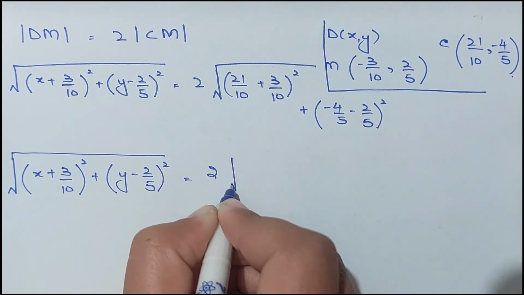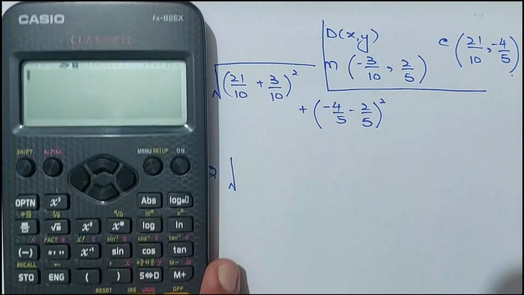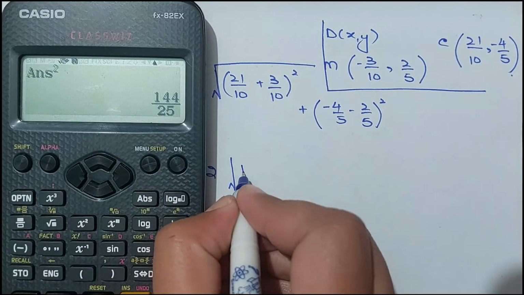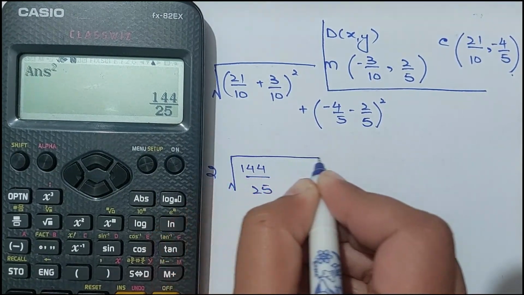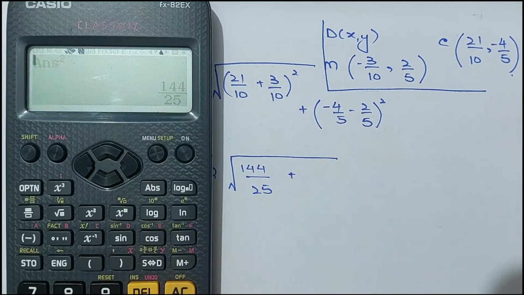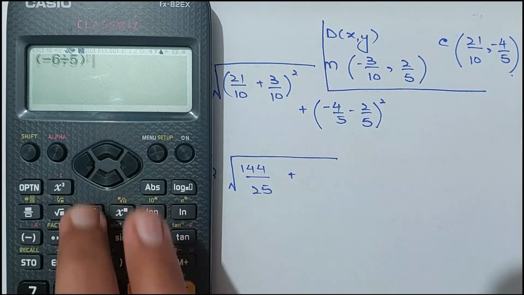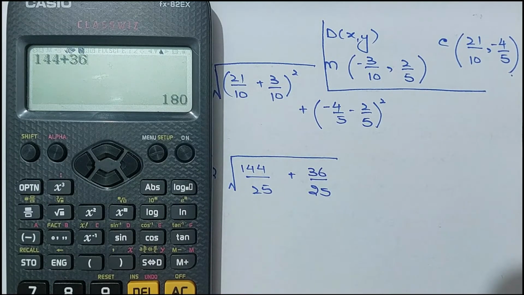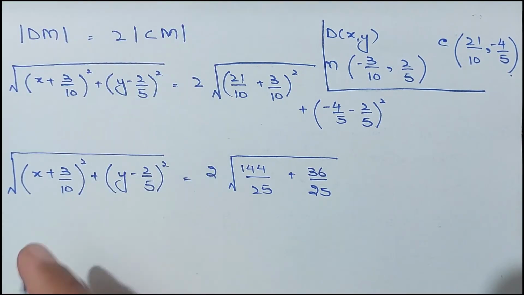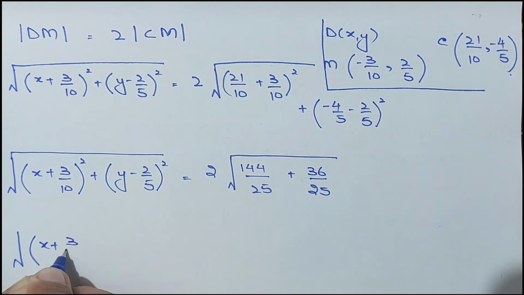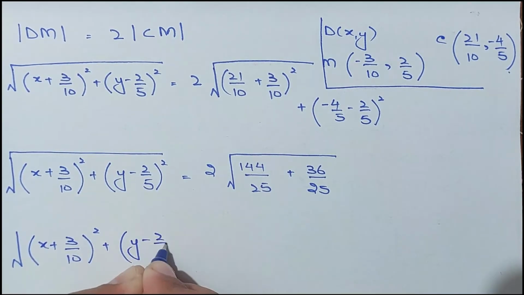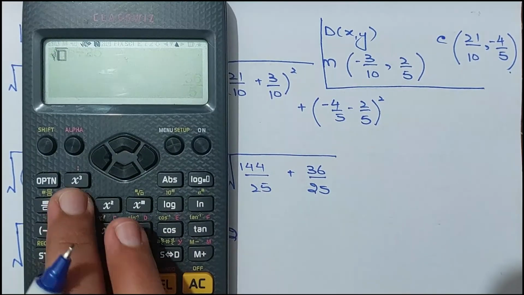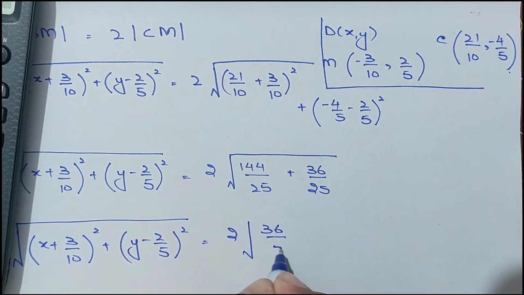So the square root of (x plus 3/10) square plus (y minus 2/5) square equals 2 times the square root of: 21/10 plus 3/10 is 24/10, which is 12/5, and the square is 144/25, plus minus 4/5 minus 2/5 is minus 6/5, whose square is 36/25. The denominators are the same: 144 plus 36 is 180 over 25, which is 36 over 5. Keep this in the square root as it is.